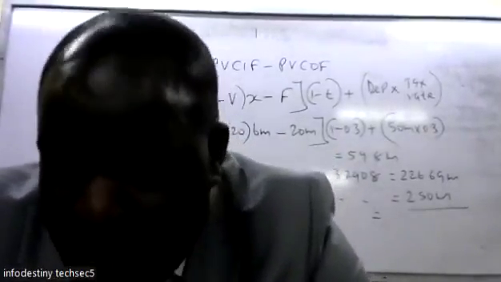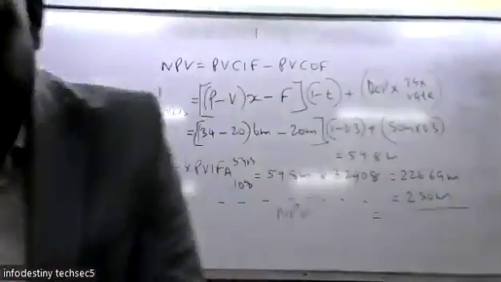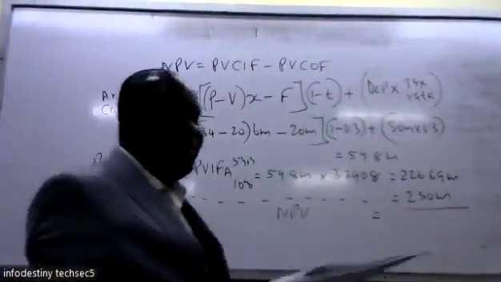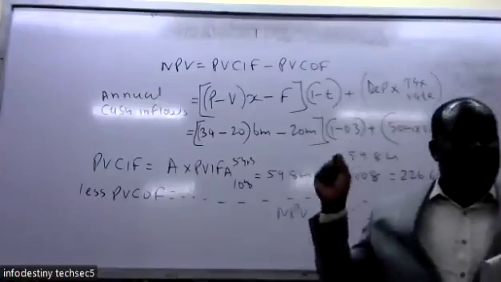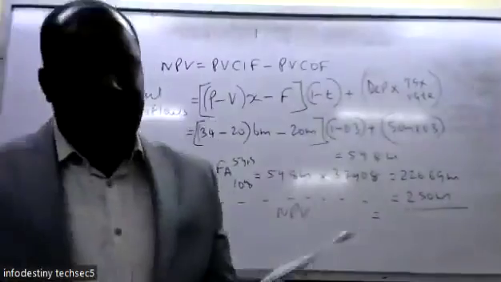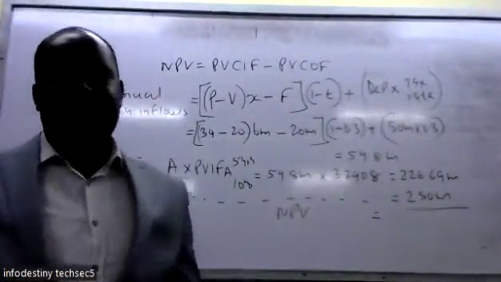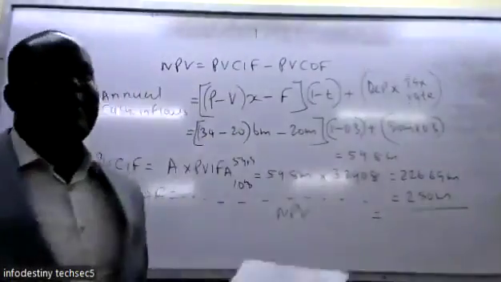So that should be the Roman letter 1. So let us now go back to the Roman letter 2. Roman letter 2 is simulate the net present value using the following random numbers. So what we do now, we create the random number range for each.